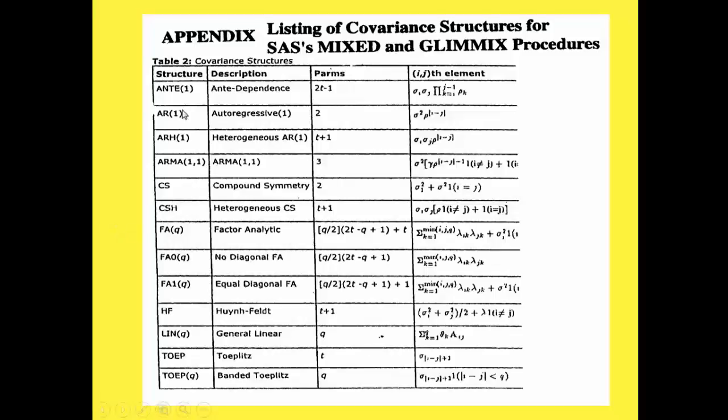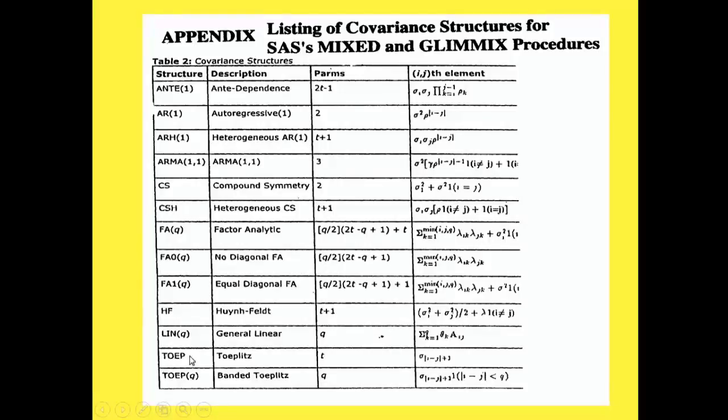You see where it says AR1? That's one of the choices. You see it says ARH1, which stands for heterogeneous AR1. Remember I talked about that? Heterogeneous AR1 is where you allow for the variances to be different. The other one is homogeneous AR1. And there are all these other ones: compound symmetric, heterogeneous compound symmetric, and a whole bunch of others.